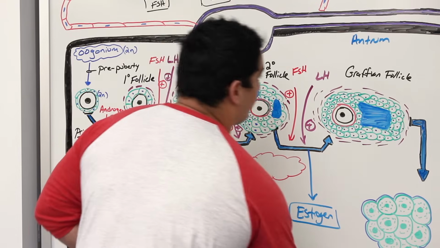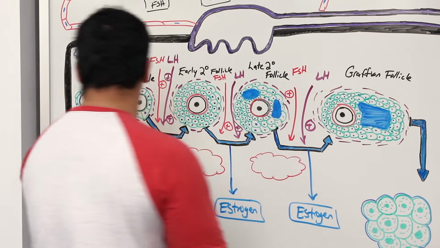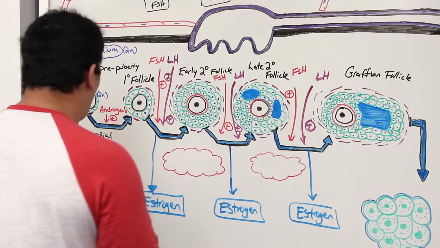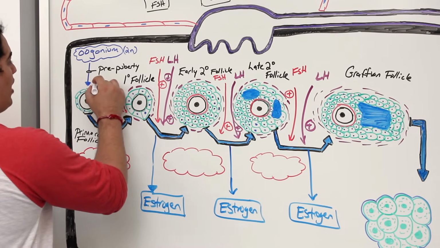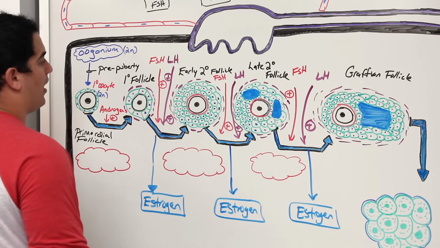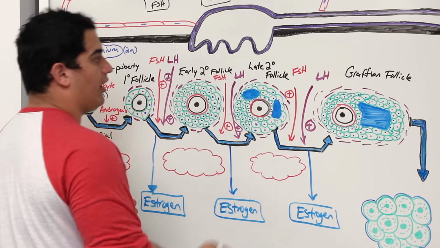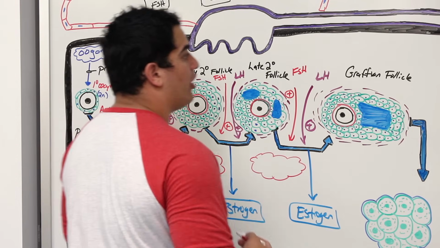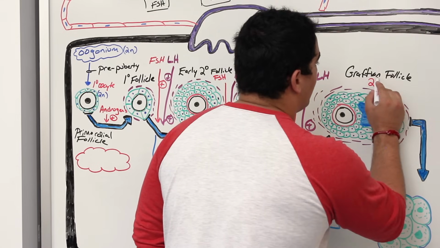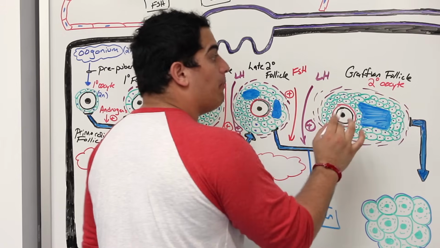But watch this. You know how I've been telling you the whole time that, again, if we come back over here, primordial follicle was what? It was a primary oocyte. Let's write that here. It was a primary oocyte. What about a primary follicle? It was a primary oocyte. What about an early secondary follicle? It was a primary oocyte. What about a late secondary follicle? It was a primary oocyte. What about a Graafian? A Graafian follicle is actually going to be a secondary oocyte. And so it actually underwent meiosis 1.